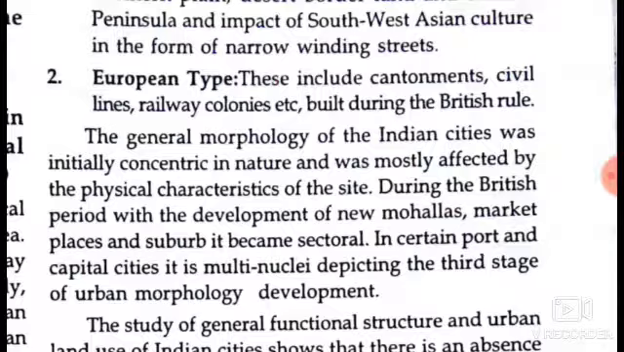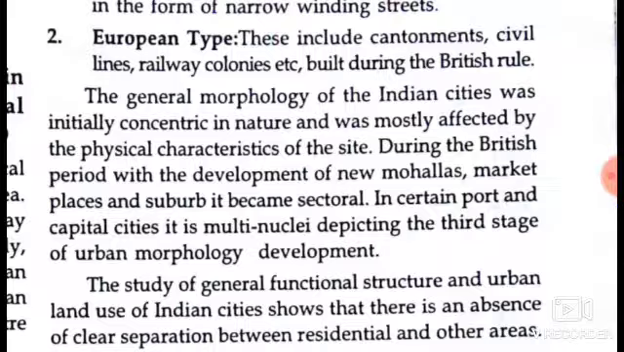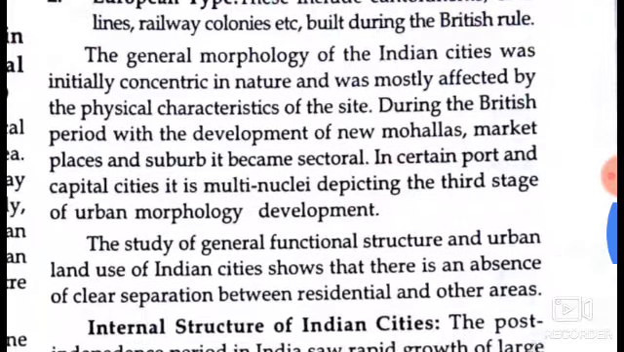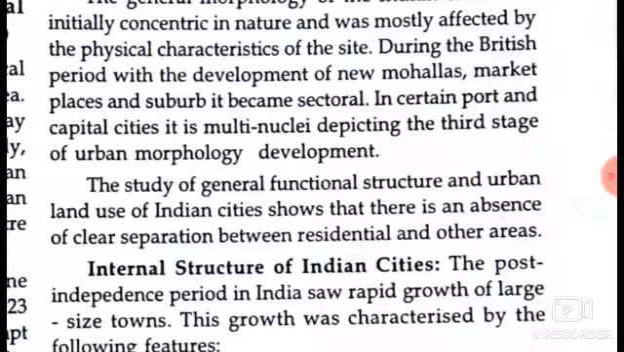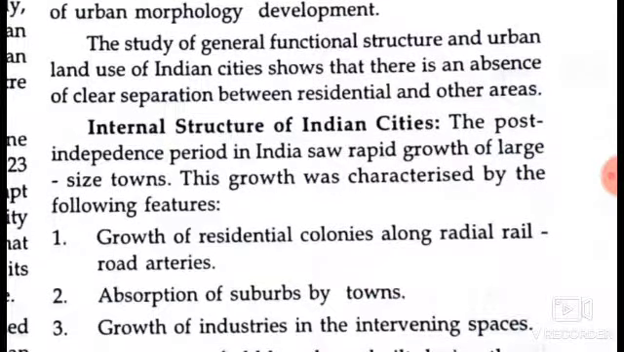The general morphology of Indian cities was initially concentric in nature and was mostly affected by the physical characteristics of the site. During the British period, with the development of new mohallas, marketplaces and so on, it became sectoral in certain port and capital cities. Newer cities show multiple nuclei, depicting the third stage of urban morphology development. The study of the general functional structure and urban land use of Indian cities shows that there is an absence of clear separation between residential and other areas.